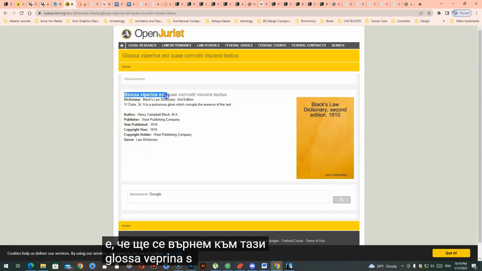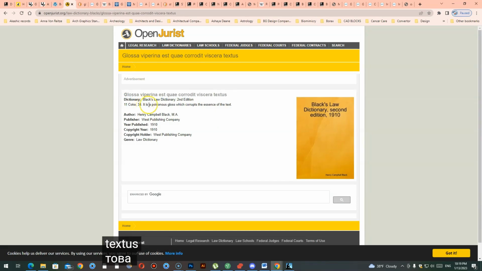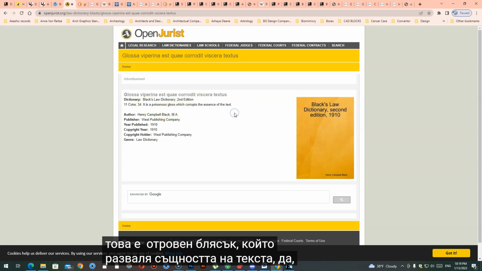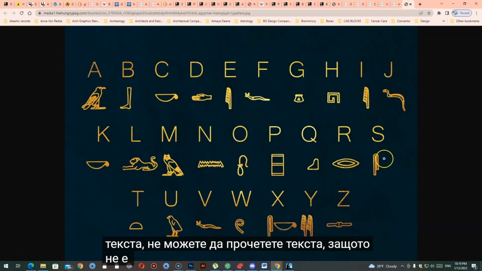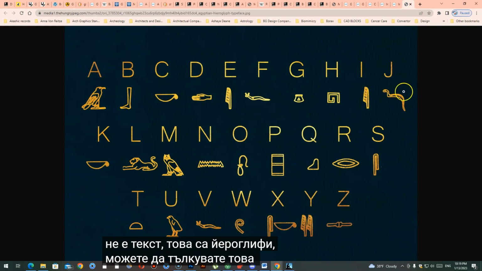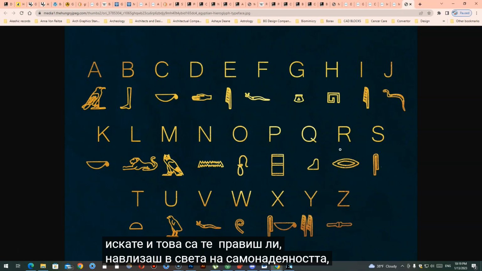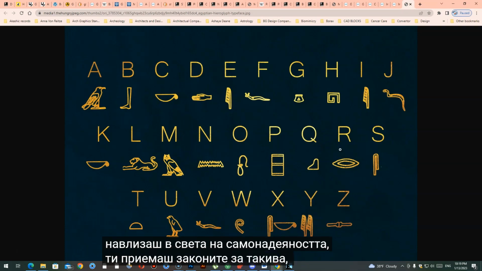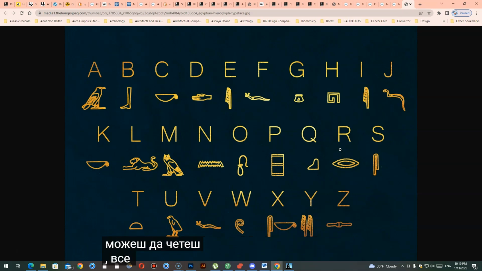Glossa veprina esque cordit viscera textus. It is a poisonous gloss which corrupts the essence of the text. Well, yeah, of course it corrupts the essence of the text. You can't read the text because it's not text. It's hieroglyphs. You can interpret this any way you want to. And that's what they're doing. You enter into the world of presumption. You presume the laws to be what they are. They presume you to be dead because you can't read. It's like, if you're dead, how can you read something?